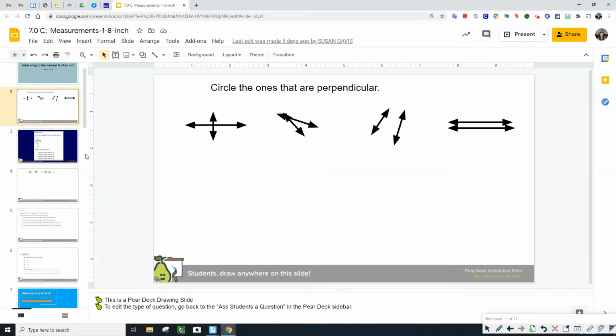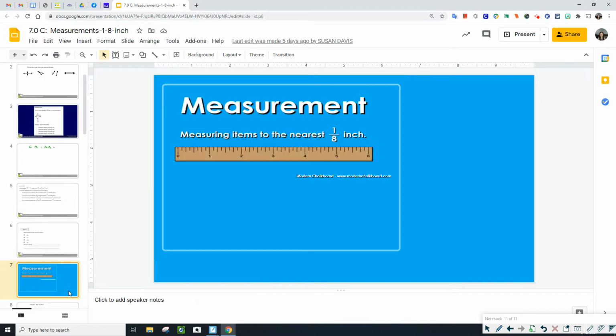All right, so for lesson 7.0C, we're going to be talking about 1/8 of an inch measurements. We're going to start here on slide 7. When we are measuring on a ruler, you can measure to the nearest whole inch, which would be 0, 1, 2, 3, 4, on up to 12 on a ruler. On the other side of a ruler, you have centimeters, so pay attention to whether you're on the inch side or the centimeter side. For today's lesson, we are going to be working with the inch side, so you can have your full measurements.